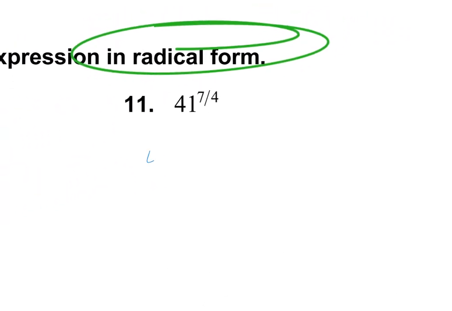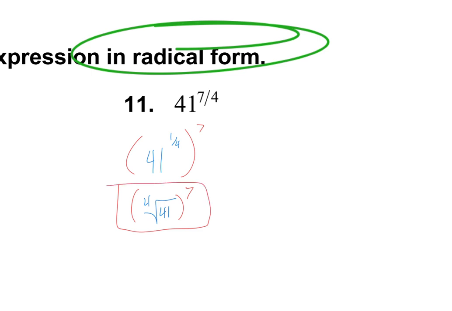41, same idea, 41 to the 1/4 power raised to the 7th power. Well, you could write it like this. You could write it like this. The 4th root of 41 raised to the 7th power. That's one answer. The other is 41 to the 7th power to the 1/4 power, and you would get 41 to the 7th power, the 4th root. And here I'm going to erase the 7. It feels a little like it's not raised to the 7th power. Now it does. Okay.